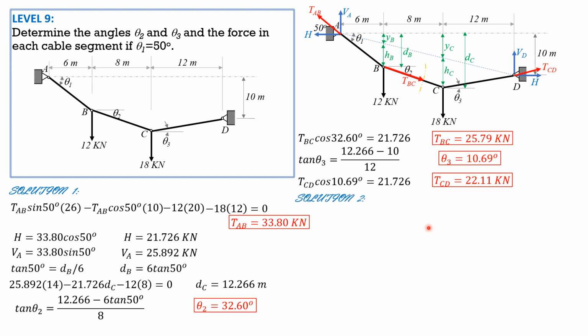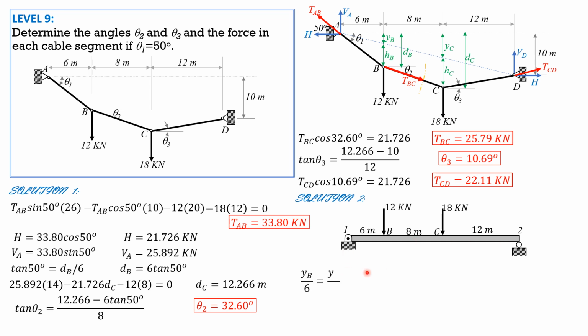Then for the second solution, let's have a beam loaded with the same loadings. So 12 kilonewtons, 18 kilonewtons, 6 meters from this support, then 8, then 12. Then let's compute the reactions. Before that, let's have Y sub B as to 6 equals Y sub C as to 14 equals 10 as to 26, to solve for Y sub B and Y sub C. Y sub B is equal to 30 over 13 meters. Y sub C is equal to 70 over 13 meters. You have to memorize this because the extension of the solution will be on the next slide.